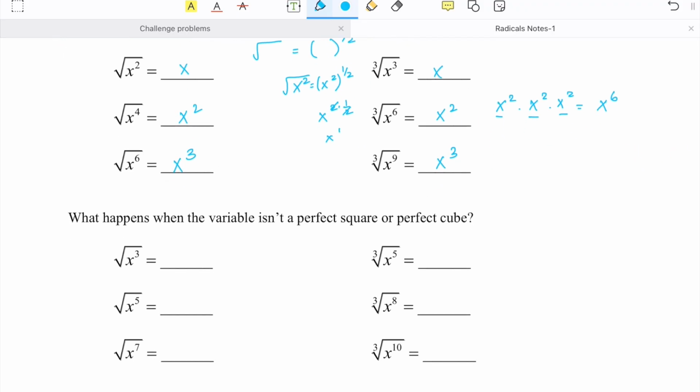Now what if the variable isn't a perfect square? So if we are doing square root of x cubed, what will we get?